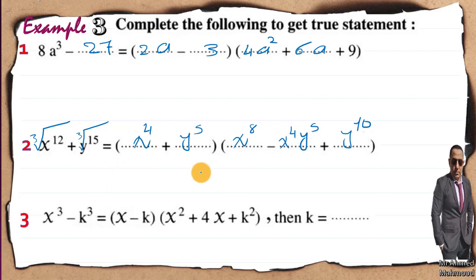Number 3: here x power 3 minus k power of 3, and here minus k, and here k power of 2. Here is unknown, and this is unknown, and this is unknown. But by looking at this one, this is 4x. 4x comes from first times second. So x times k equals 4x. That means k equals 4. Again, k equals 4 because x times k equals 4x.